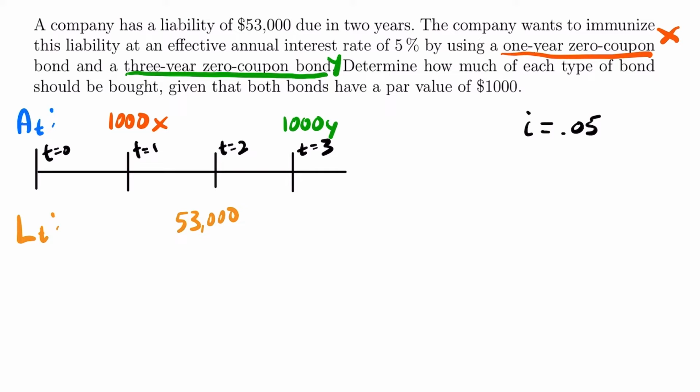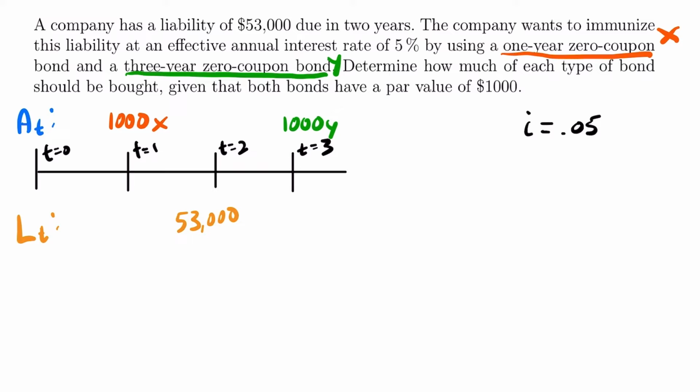Redington immunization or a full immunization strategy? Because the problem doesn't really tell us, right? It says the company wants to immunize this liability. It doesn't say Redington or full immunization, just that they want to immunize. And so it's up to us to determine which of those immunization strategies make sense for this situation.